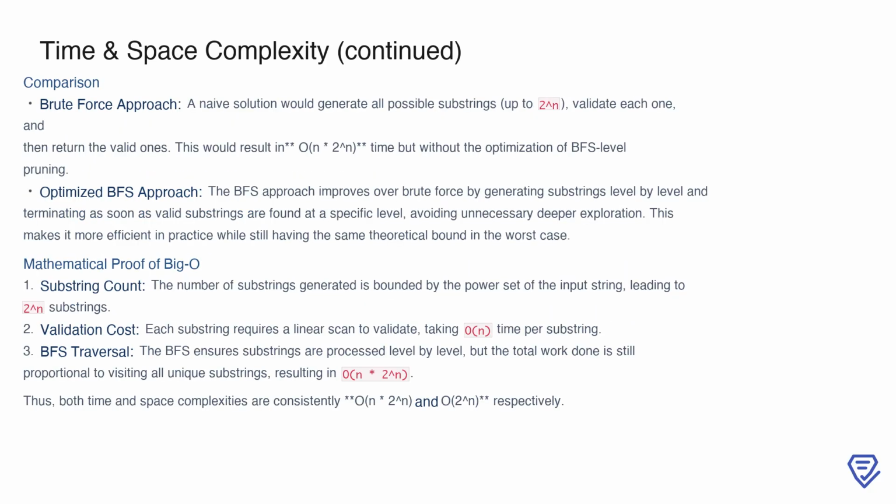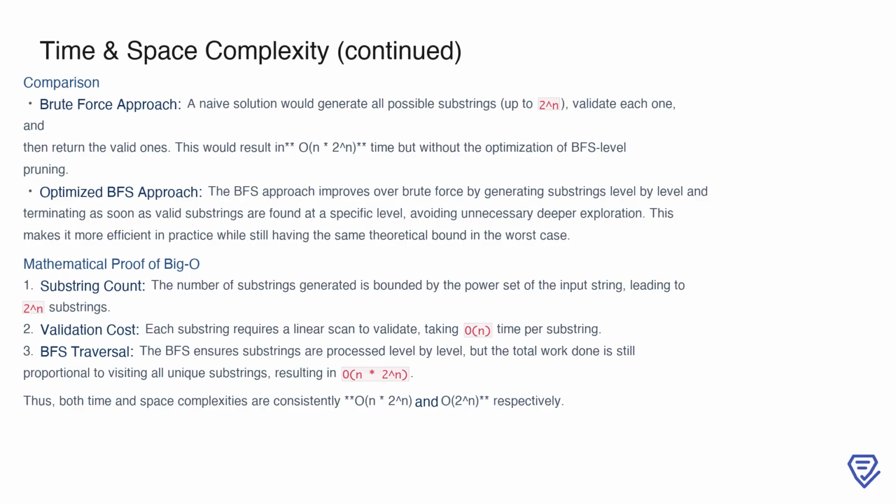When comparing this approach to a brute force solution, the naive method would generate all possible substrings, up to 2 to the power of n, and validate each one. While this also results in n*2 to the power of n time complexity, it lacks the optimization provided by BFS. The BFS approach, on the other hand, generates substrings level by level and stops once valid substrings are found at a specific level, avoiding unnecessary exploration. This makes the BFS approach more efficient in practice, even though the theoretical worst-case bounds remain the same.